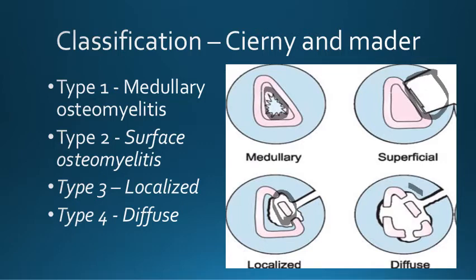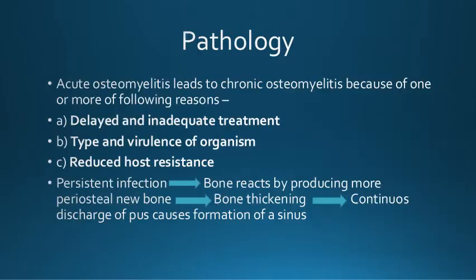Coming to the final type, if there is a diffuse involvement of the surface, all the three or four surfaces of the bone are involved and the whole of the medullary cavity is involved, it is known as diffuse chronic osteomyelitis. Coming to pathophysiology, acute osteomyelitis leads to chronic osteomyelitis because of one or more of the following reasons.